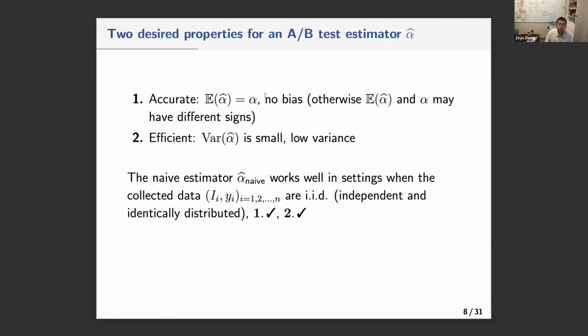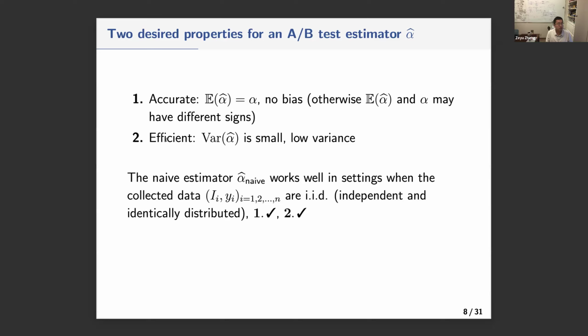So there are two desired properties for an A/B test estimator of the average treatment effect, as we term them in this presentation. One is accurate, meaning that we like this estimator to be unbiased or at least asymptotically unbiased. If it's not unbiased, if there's a bias, it's usually very difficult to know the exact quantity of the bias. It could end up that the estimator's expectation and the true value of the average treatment effect have different signs. That's a very undesirable situation.